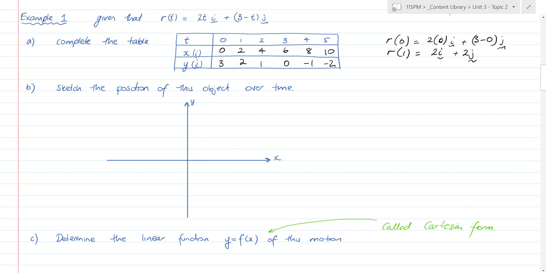And I can now plot that to represent the position of this particle over time. And you'll be able to garner from that where it is at 1.5 seconds or 1.6 or something. So if I plot this, (0, 3) is out here somewhere. That's wrong. (0, 3) is there. (2, 2) is here. (4, 1) is here. (6, 0) is here. (8, negative 1) is here. And (10, negative 2) is there. So what type of function is it? This particle is following a linear path.